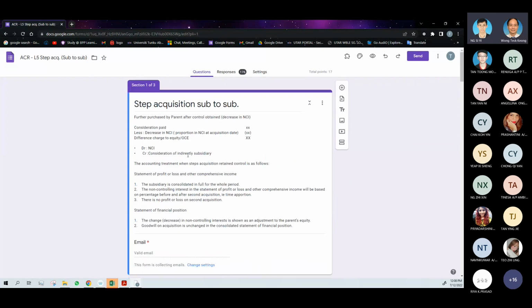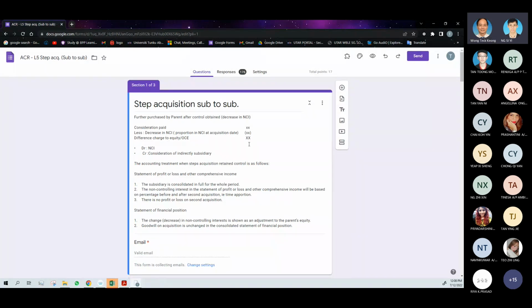So here I give you the explanation: acquisition subsidiary to subsidiary. This is type 3, where you really have control. You need the consideration paid, where you always credit whatever you pay, and you minus the decrease in NCI because you buy from NCI. So the difference goes to equity or OCE. OCE means equity. As simple as that.